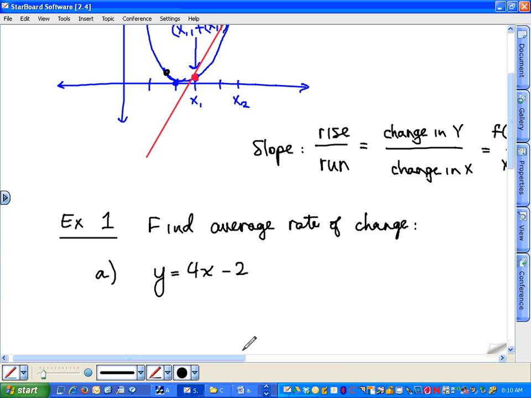So here's your equation. Y equals 4x minus 2. I want you to find the average rate of change for x equals negative 4 and x equals positive 1. To find the average rate of change, you have to have 2 points on the graph to calculate the rate of change between.